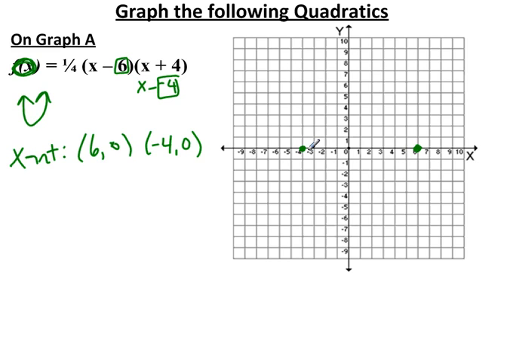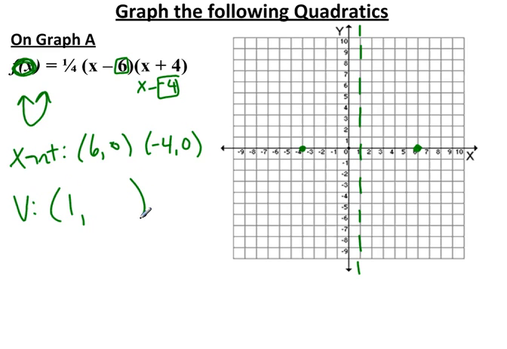Well, if you remember, a parabola is symmetric, which means that these 2 points are the same distance away from my imaginary axis of symmetry, and that axis of symmetry goes through the vertex. So if I average these 2 points, negative 4 plus 6 divided by 2, negative 4 plus 6 is 2, 2 divided by 2 is 1, that's the average. So that means my vertex is going to be somewhere along the line x equals 1, because this is the point that's smack dab in the middle. So now I know my vertex is at 1 comma something.